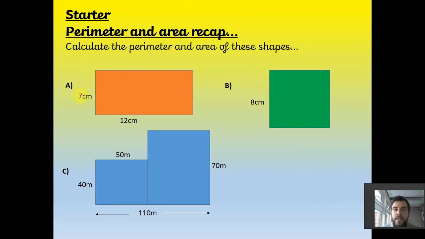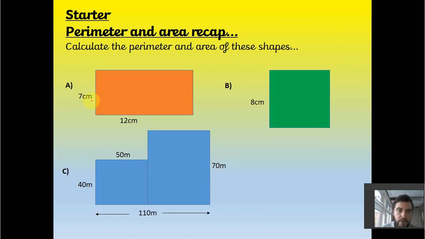Remember, perimeter equals the length when you add all the sides up. So it's the outside. Perimeter equals the outside of a shape. The area equals the inside of a shape. So if you're working out the perimeter, you just add the sides up. If we look at A together, we'll talk it through, but you can work out the answer.